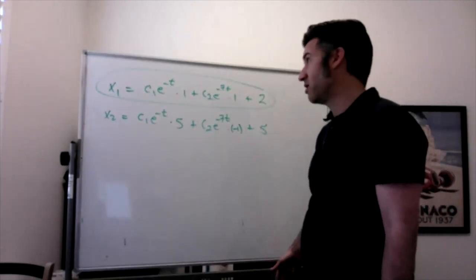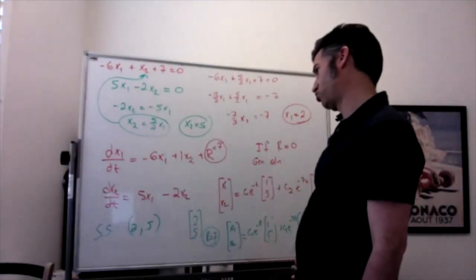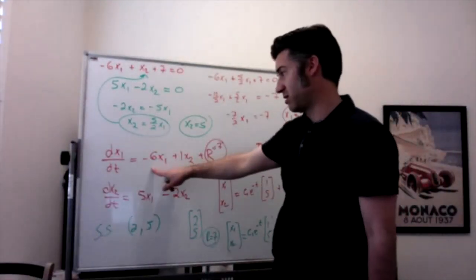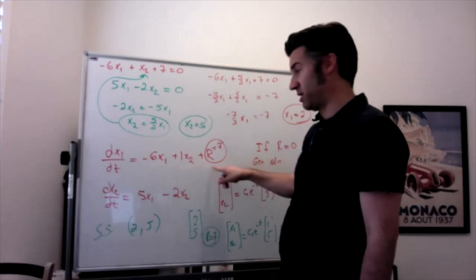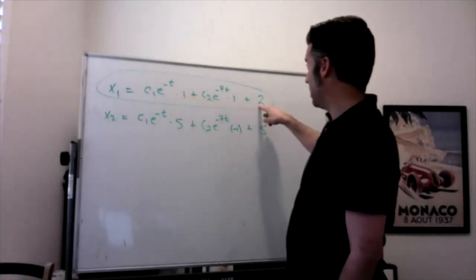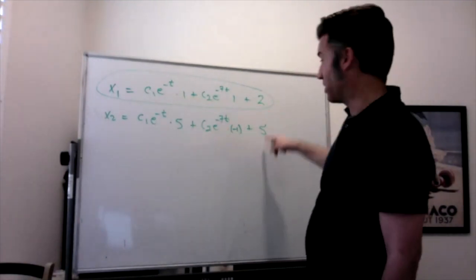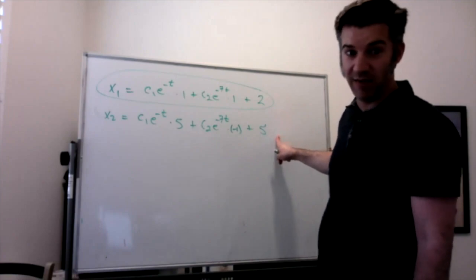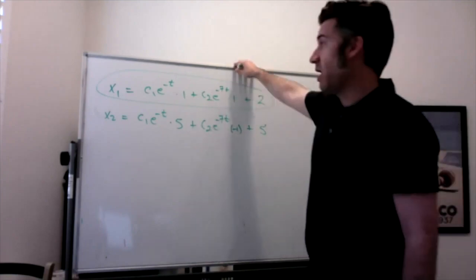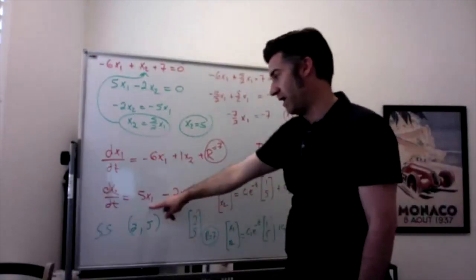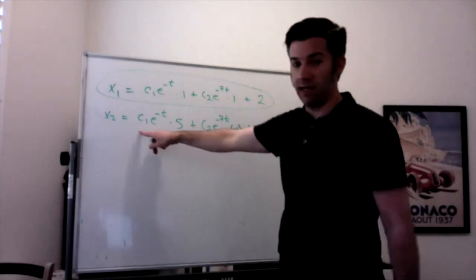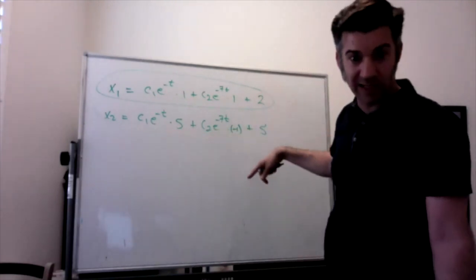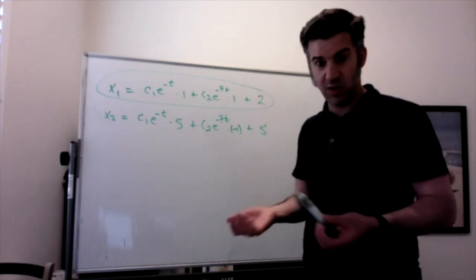So when we add negative 6 times x1 plus 1 times x2, we're going to get the 7 canceling. If you do negative 6 times this plus 1 times this, you're going to get a negative 12 plus 5, which will be a negative 7, which will cancel out the plus 7. And then for the second equation, 5 times this minus 2 times this, the constant parts will also cancel out. So it works.